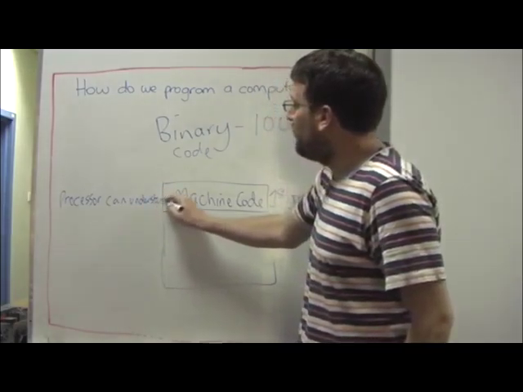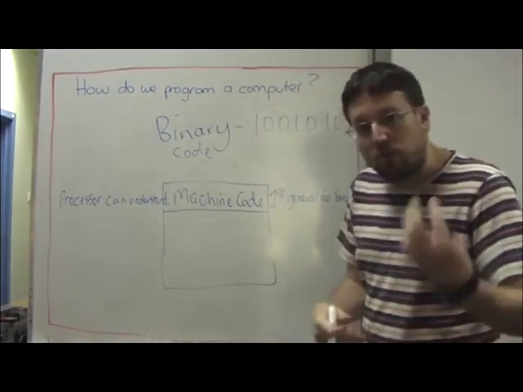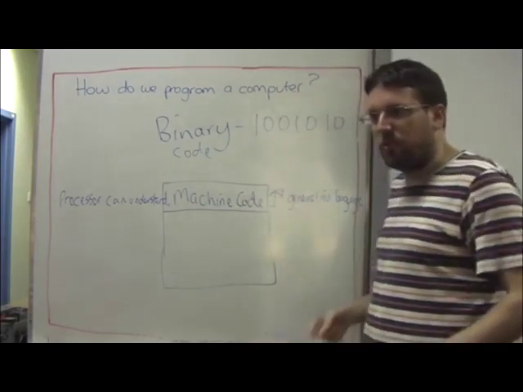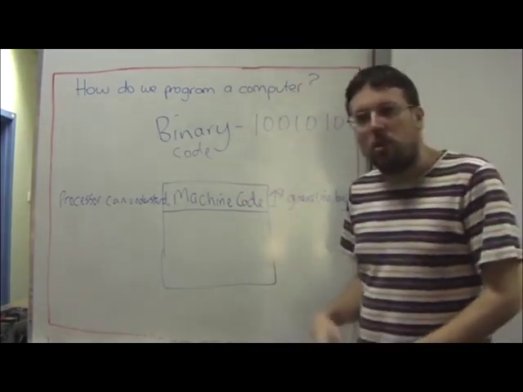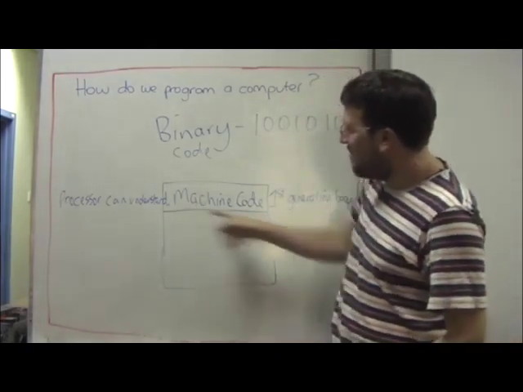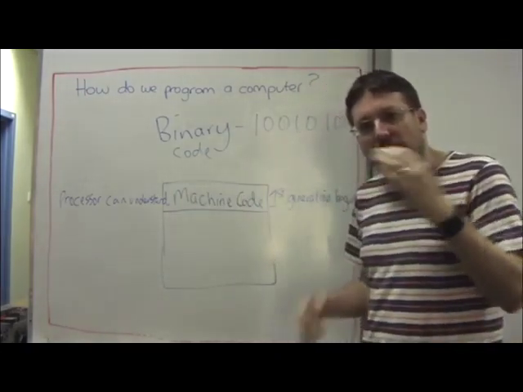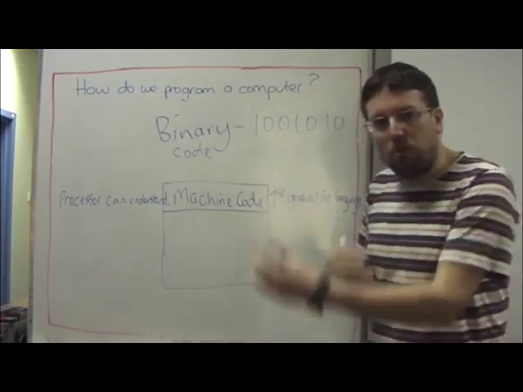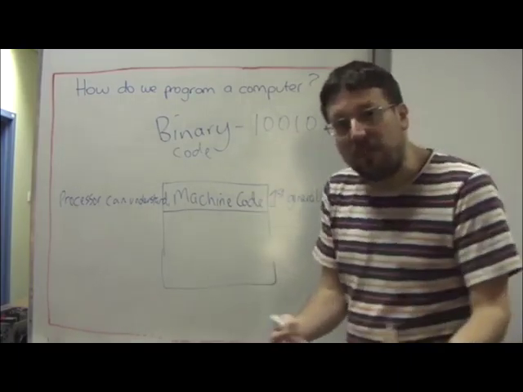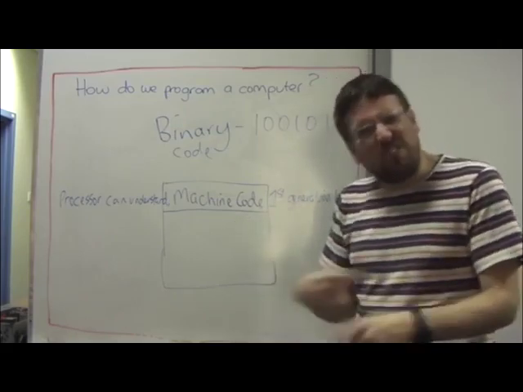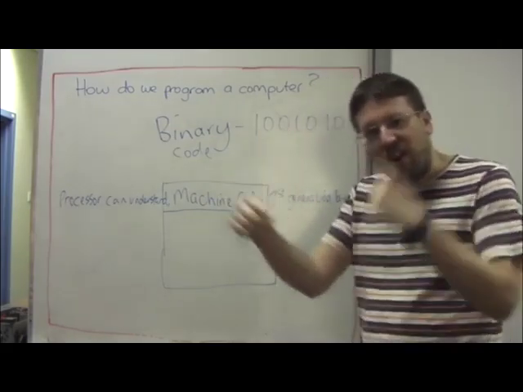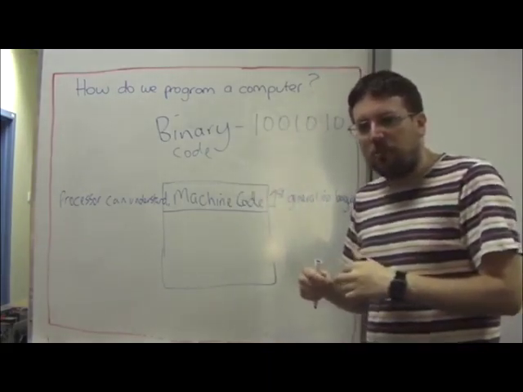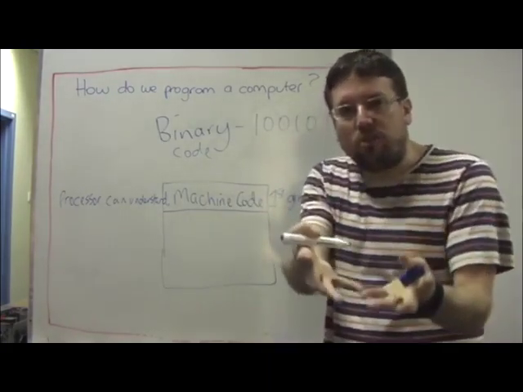Now, if you want, you can write programs in machine code. But if you think about it, machine code is ones and zeros. So it wouldn't be easy for you to read it. It wouldn't be easy for you to debug it. It wouldn't be easy for you to find mistakes in a sequence of ones and zeros. So it'd be very difficult for you to use.